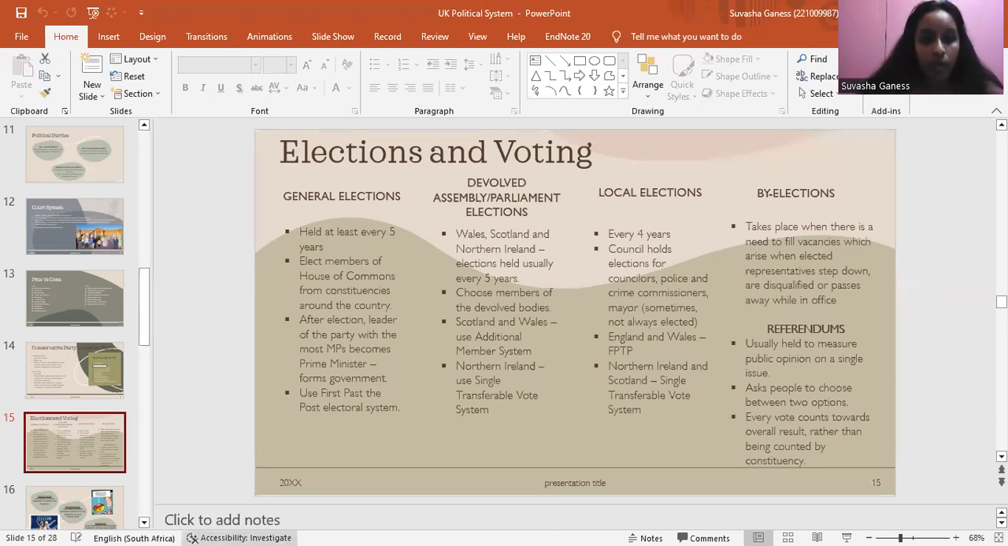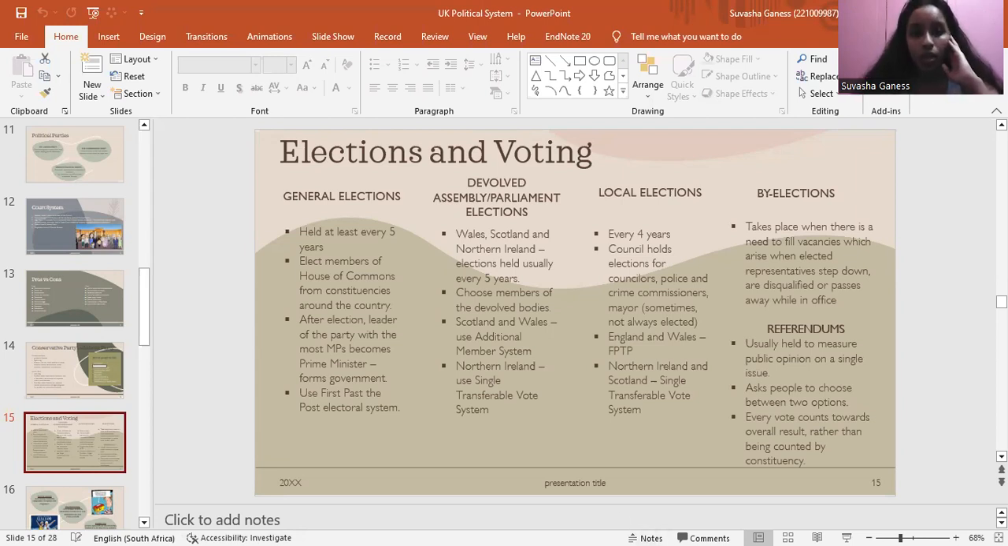Then you have your devolved assembly and parliament elections, and this is where you have your other nations like Wales, Scotland, and Northern Ireland, and their elections are usually held every 5 years as well. And they choose members of the devolved bodies. So for Scotland and Wales, they use the additional member system, and Northern Ireland uses a single transferable vote system.